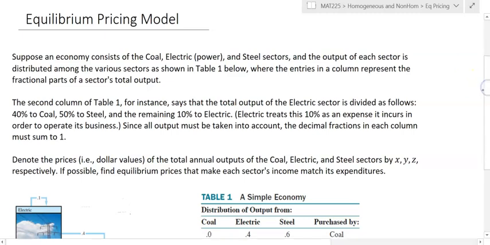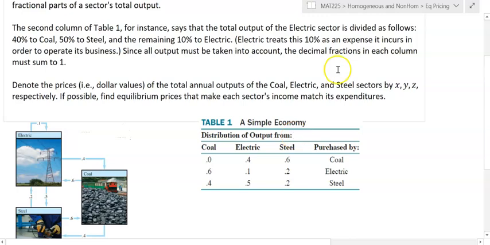In this table, we'll see that coal distributes its output in the following ways. It doesn't hang on to any of the coal. It distributes 60% of its coal to the electric sector and 40% to the steel sector. For electric, we can see electric sector is divided as follows. 40% of what they produce goes to coal, 50% goes to steel, and the remaining 10% to electric.